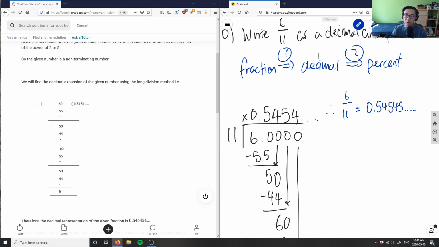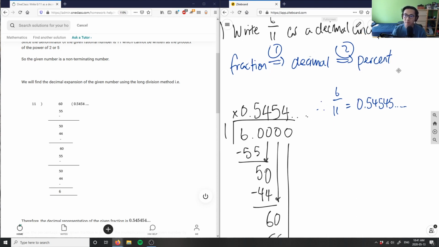And then I'm going to write it as a percent, right? So how would I write this as a percent? Well, if I'm given my decimal here already, I can easily change this into a percent, right? So I have 0.5454. And with a decimal, I always want to multiply by 100%. If I'm multiplying any decimal by 100, I simply have to shift the decimal 2 places to the right here. So this will be my new decimal point here.